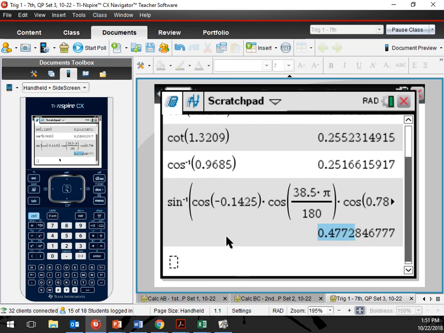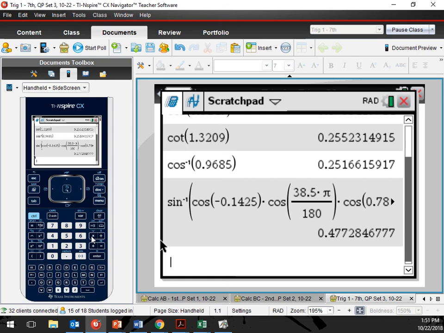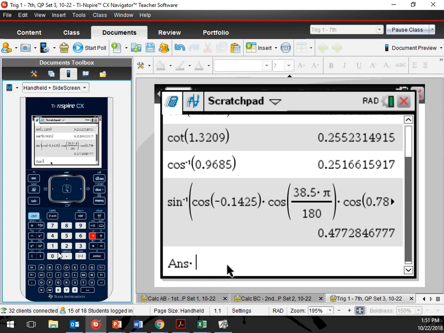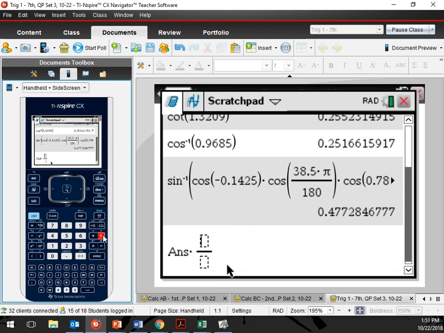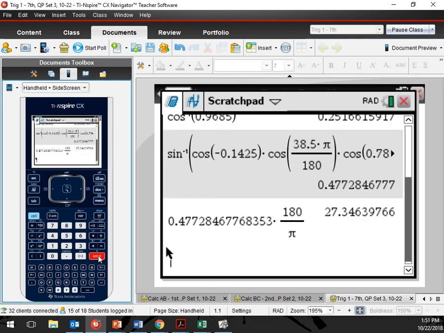How would I turn this into degrees? I got 0.6891. Give me a second, I will fix that. Now I'm gonna go times. Oh wait, right here. So if this is radians, pi over 180, it's 180 over pi, right? So it should be 27.3 degrees.